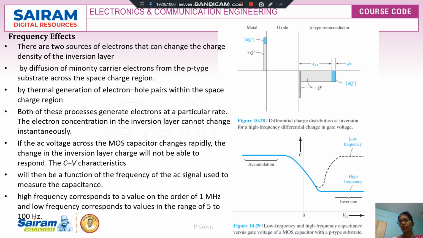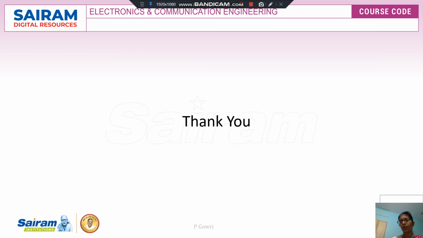So in this video we have discussed what is meant by capacitance and voltage characteristics, that is, the variation of the capacitance with respect to the applied voltage in the MOS capacitor and also with respect to the frequencies. Thank you.